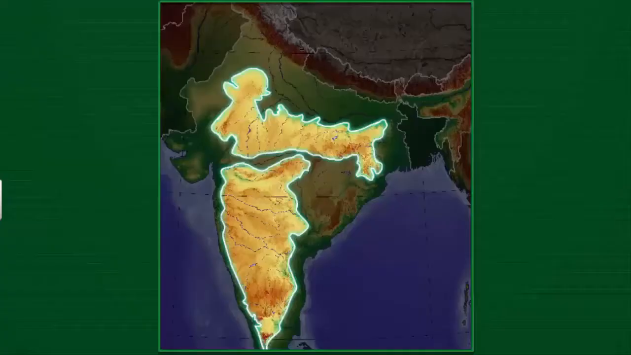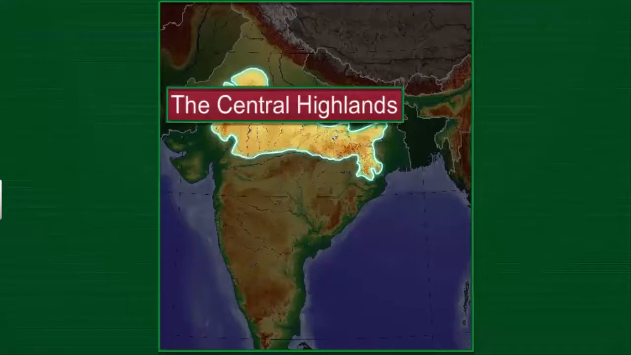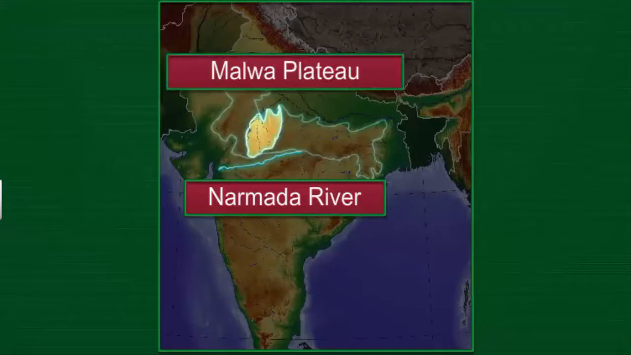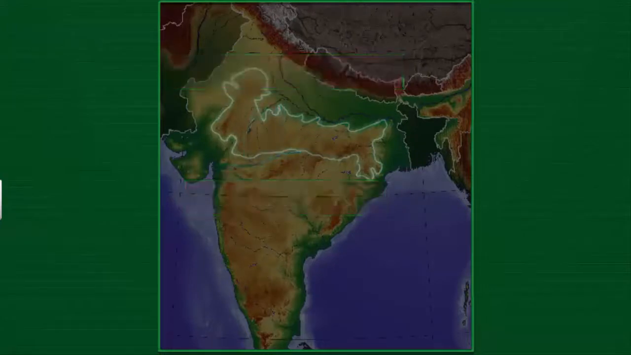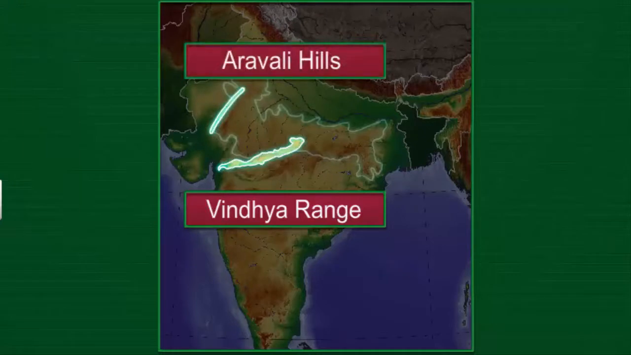Let's check out these areas on the map. The Central Highlands refer to the portion of the Peninsula Plateau that lies to the north of the Narmada River. It covers a majority of the Malwa Plateau. The Vindhya Range forms the boundary of the Central Highlands on the south. The Aravallis form the northwestern boundary of these highlands.